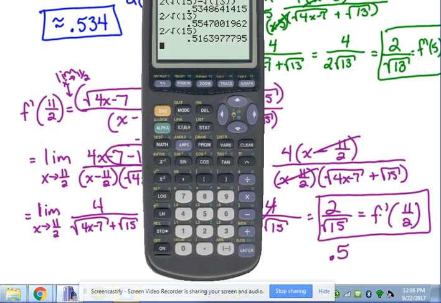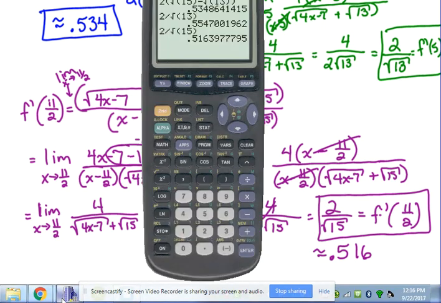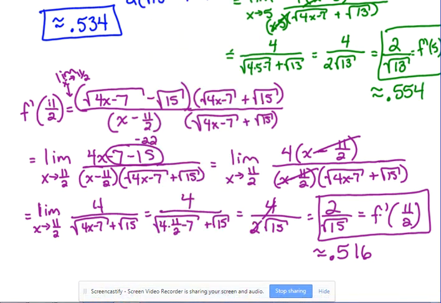All right, so that's approximately 0.516. I didn't write the other one down, but it was approximately 0.554. Okay, notice how the average rate of change is between those two numbers. Interesting thought there. And all three of those numbers are pretty similar because this wasn't a very long interval. We were going from 5 to 5.5. So those are pretty close to each other.